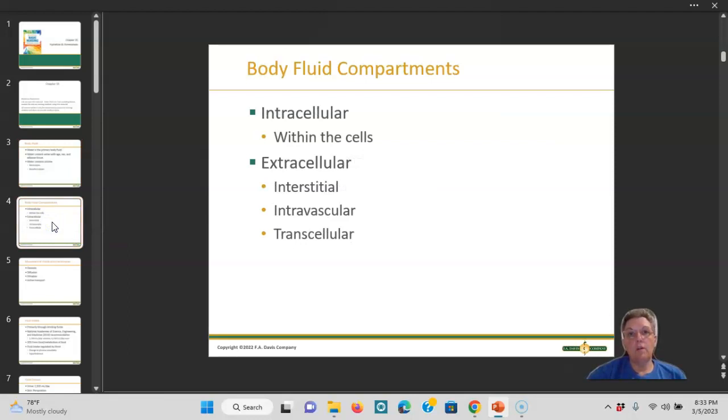So there are two fluid compartments. One is called intracellular, intra, within the cell, and the other is extracellular, or outside the cell, which could be interstitial fluid, so interstitial tissues outside of the cellular level. Intravascular, intra, inside the vasculature, so inside the veins. Or transcellular, between the veins, trans, like transdermal, so transcellular.